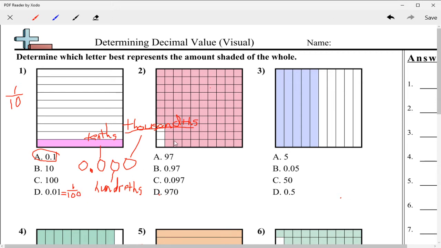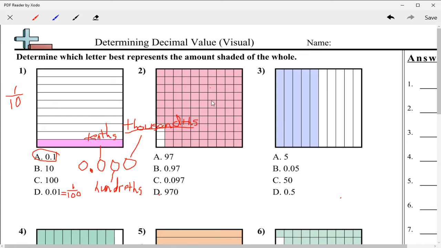All right, now let's look at number 2. Now we have, instead of 10 pieces, 100. And I see that all of them are shaded except 3. So I know 100 minus 3 equals, what does it equal? 97. And with these answers, obviously, we could figure that out, okay?